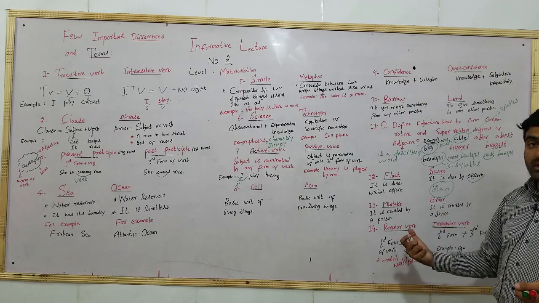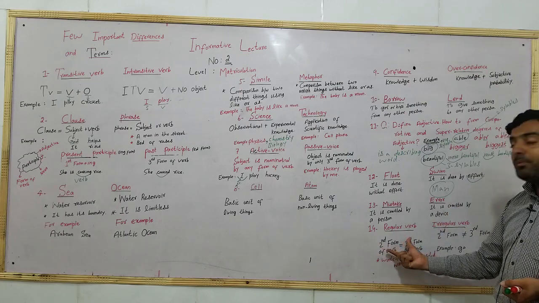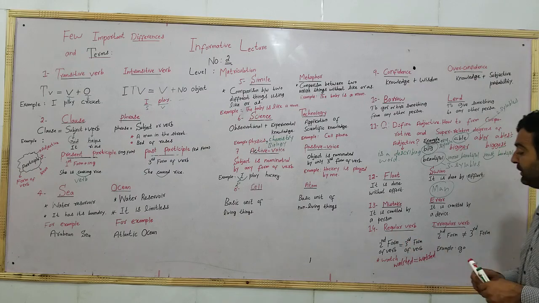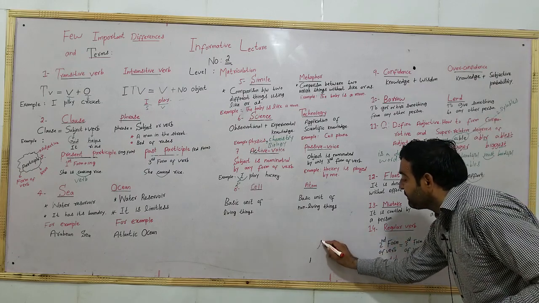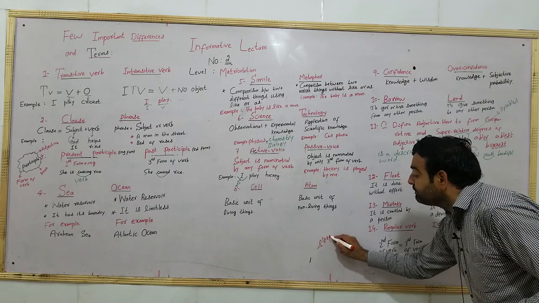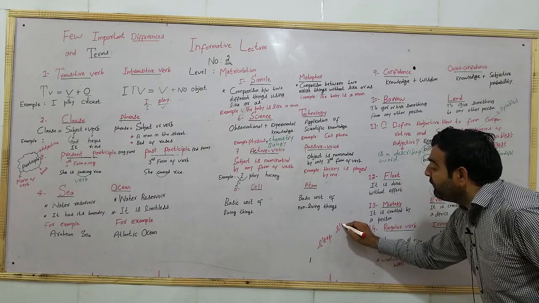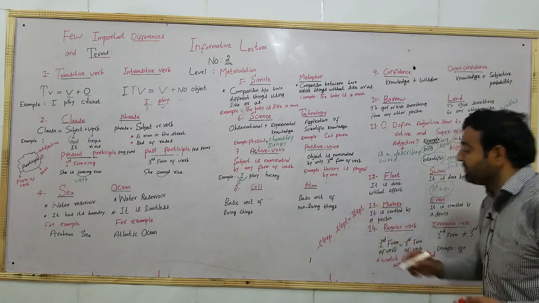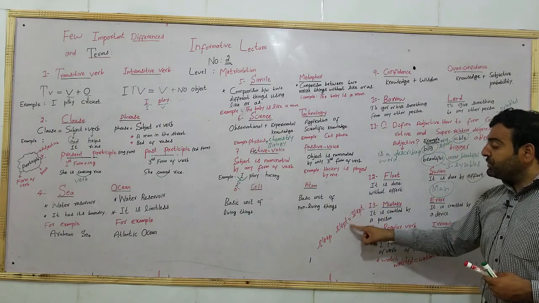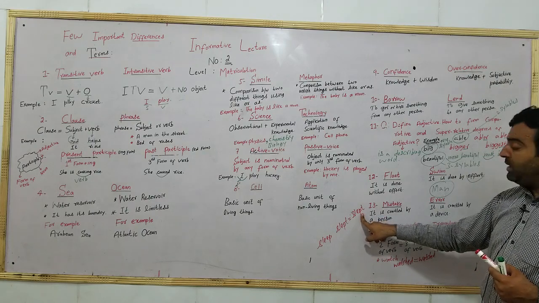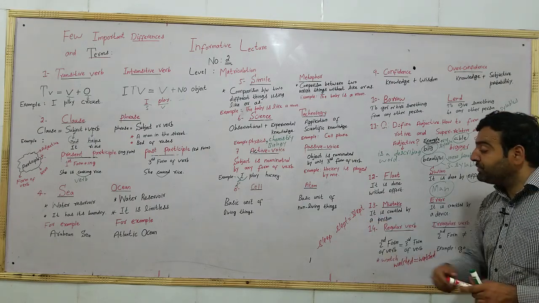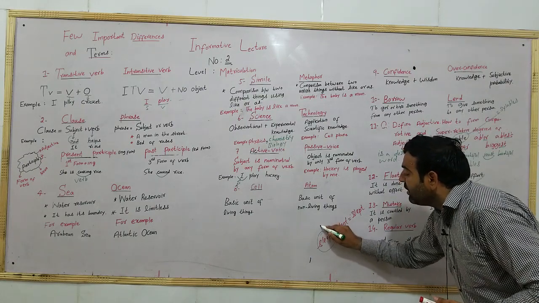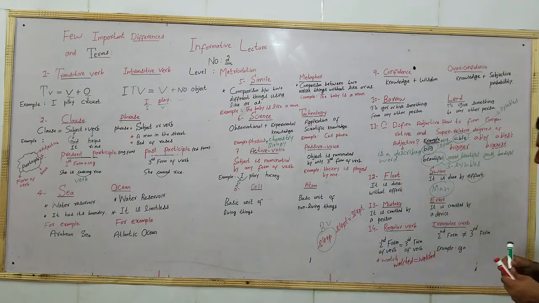You have to note that if the second form of the verb is equal to the third form of the verb, for example, sleep, its second form will be slept and third form will also be slept. So when the second form is equal to the third form, it is called a regular verb. This sleep is a regular verb.